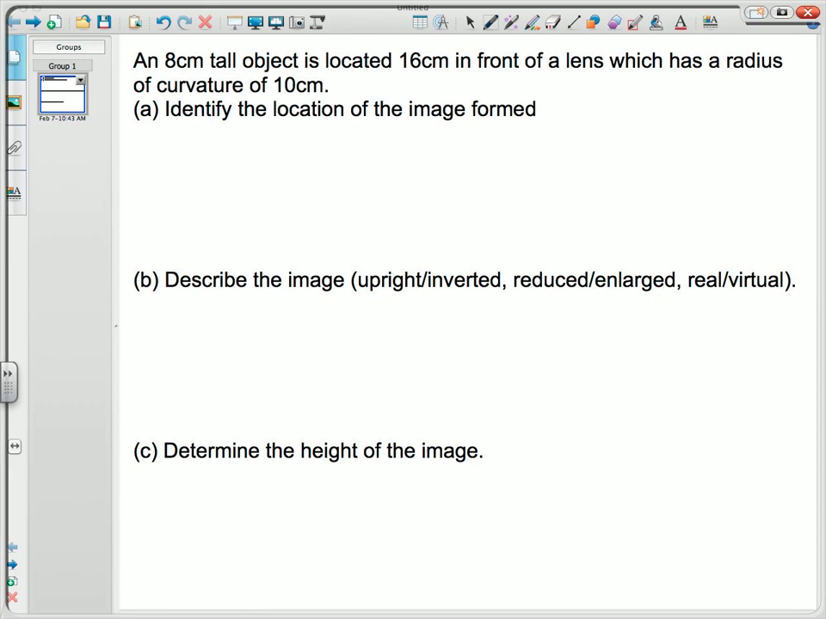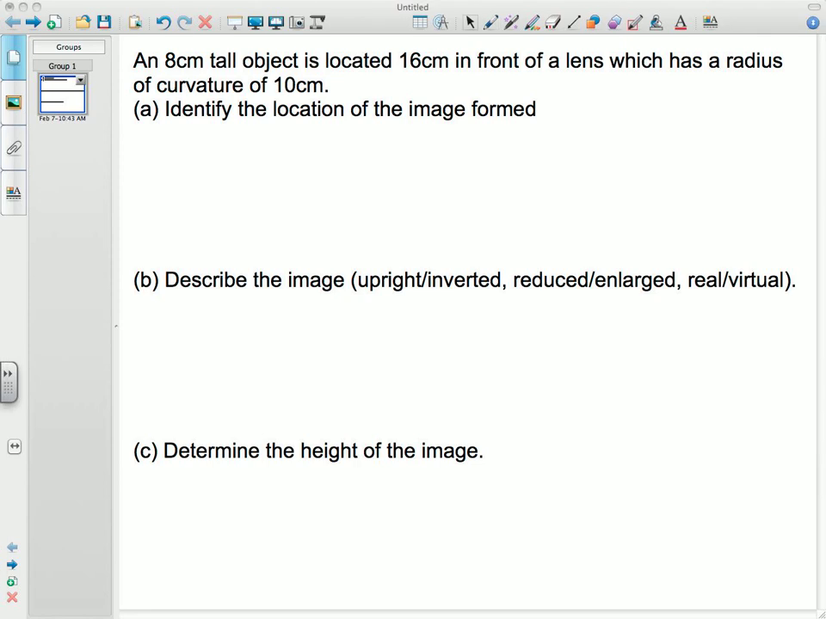What is the focal length of this lens? 5 centimeters. The focal length is 5 centimeters, yes. How did you know that? You take half of the radius of curvature. Right. Half of the radius of curvature is the focal length. So the focal length in this case is 5 centimeters.